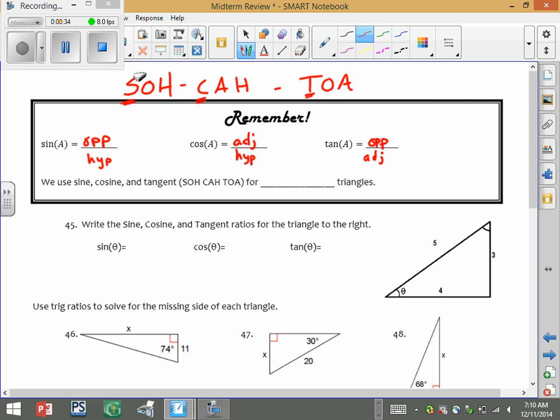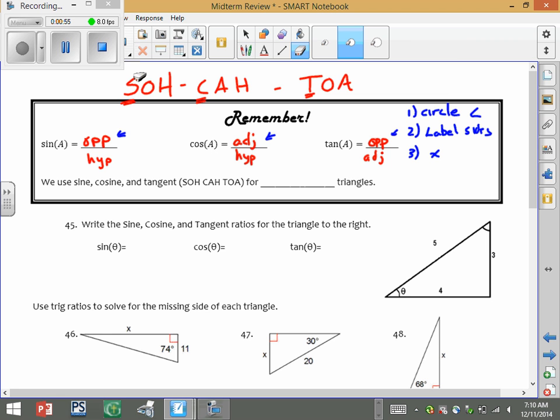And remember, when we started to do this, we kind of had a three-step process. Step one, we would circle the angle that we were given. Step two, we would then label the sides. And then for step three, remember, we would realize x could be in one of three places. X could be in the numerator, right? X could be where one of these three numbers is. And if that was the case, in order to solve that, we would multiply to solve that one.